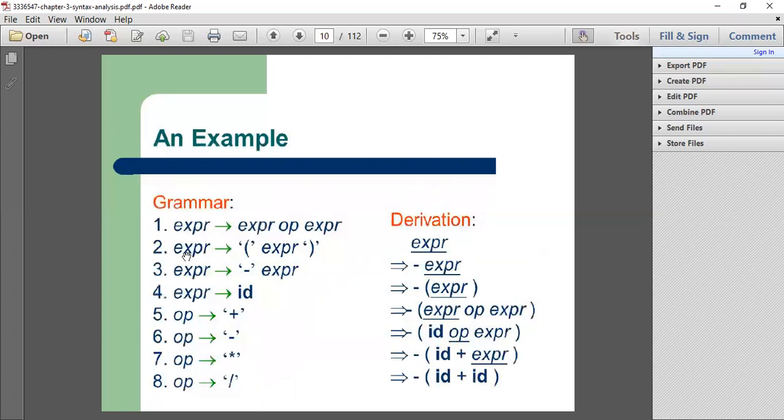So the grammar of the language looks like this, so we can write expression implies expression. This is called the right side of the grammar. This is also the left side of the grammar. So we have to derive from this grammar.